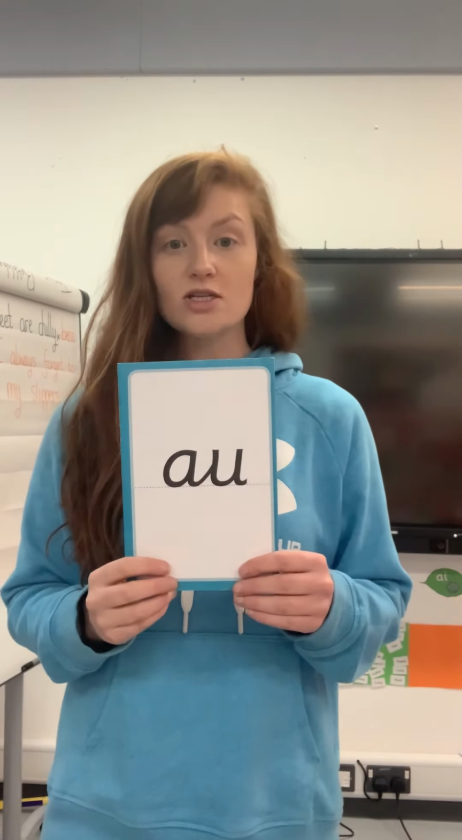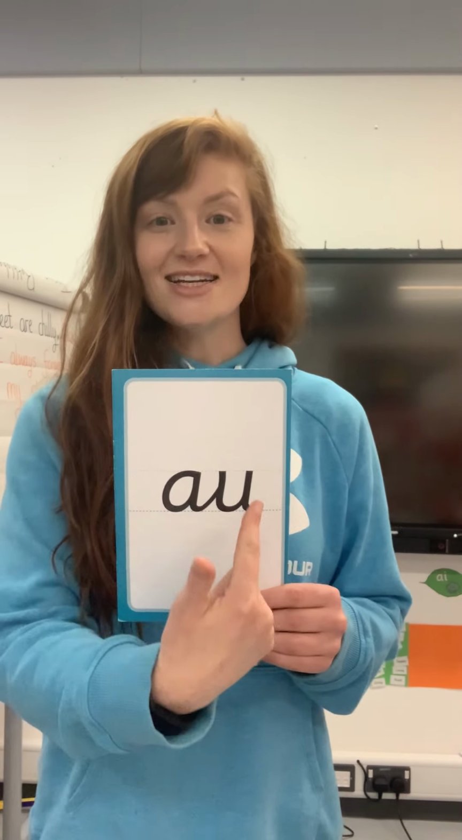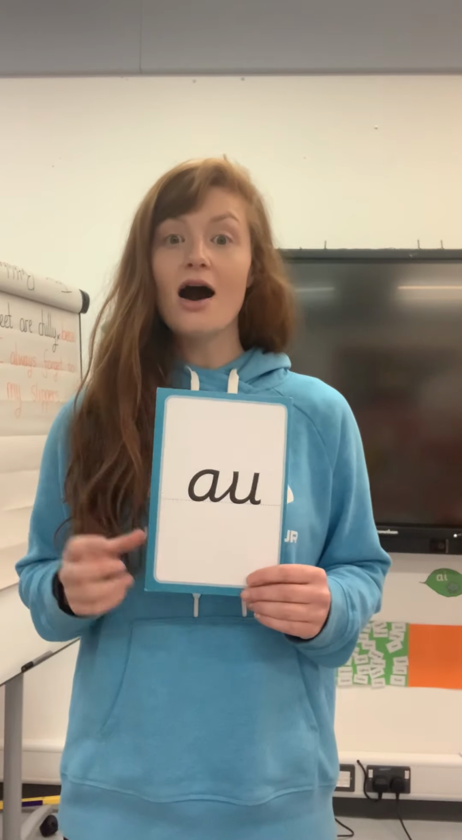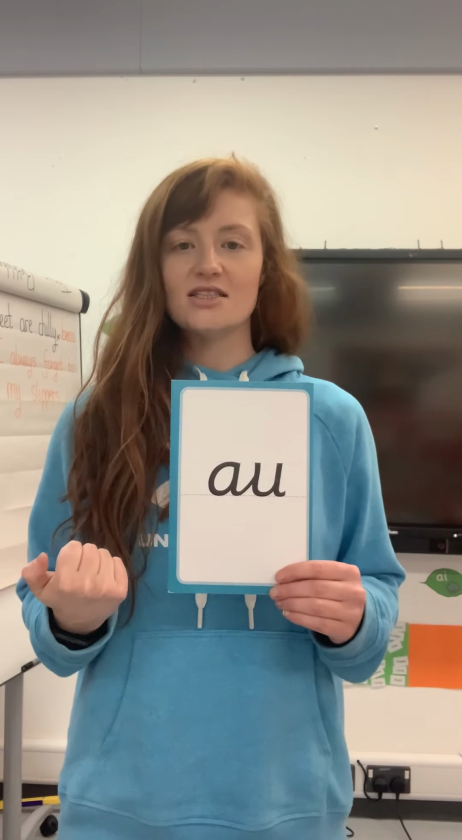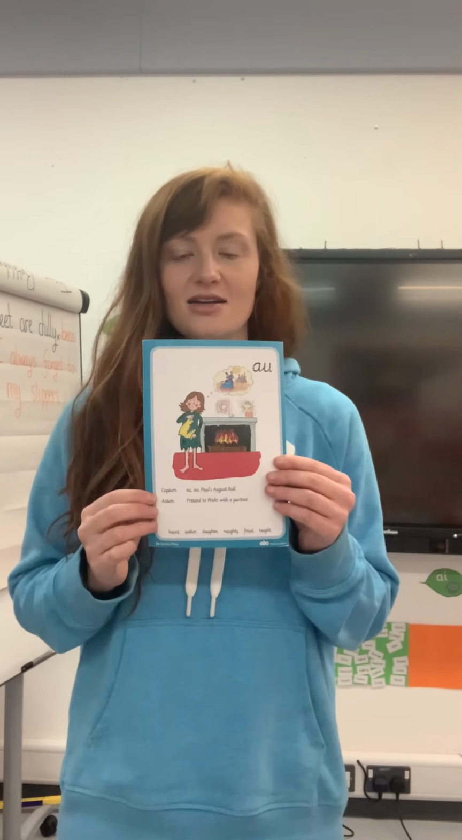Brilliant. Now let's have a look at the letter names that make our OR sound today. So have a think. A and U. So A and U make our OR sound today. See whether you can say that sound. OR. Fantastic. So when you see this side of the card, you're going to say OR. When you see this side of the card, you're going to do your dance. Paul's August ball. See whether you can do that.